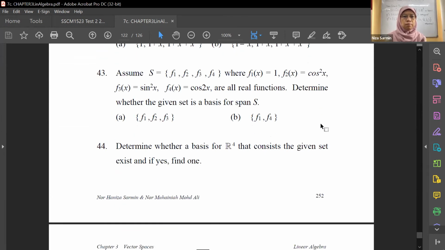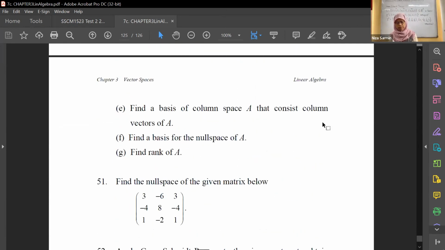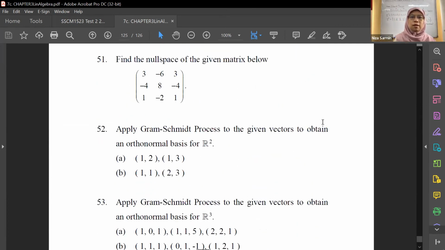Okay, so number 50, what was it? I forgot. 52, yes? Okay. Apply the Gram-Schmidt process to the given vectors to obtain an orthonormal basis for R2. So (1, 2) and (1, 3) is a basis, because the determinant is 1, which is not 0, so it's a basis. So you just do Gram-Schmidt. The other one also. 53.